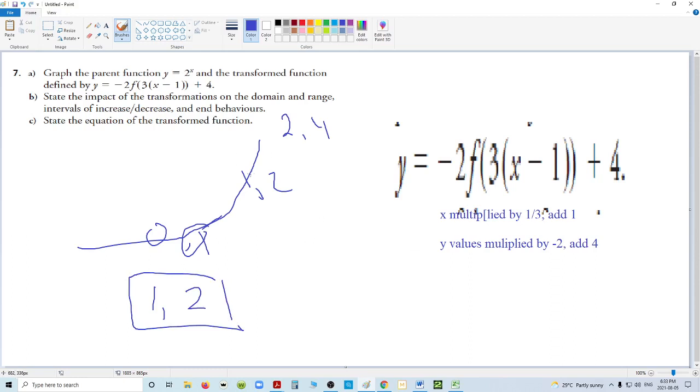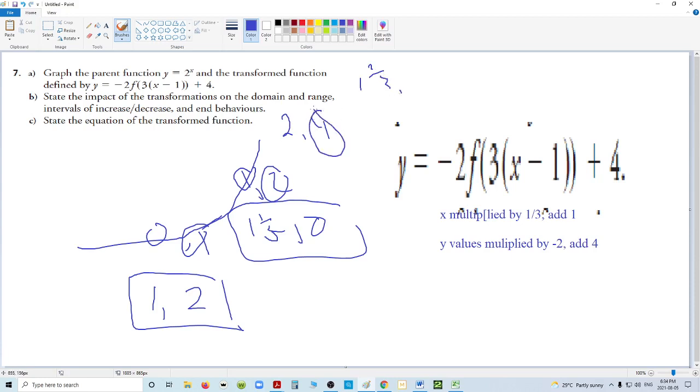Then for this one, when I multiply by a third, I get a third, and I add 1. I get 1 1/3. And when I take 2 and I multiply by -2, I get -4. And then when I add 4, I get 0. So 1 1/3, 0 is my new point. And then this one, I multiply it by a third, I get 2/3. And when I add 1, I get 1 2/3. And when 4 I multiply by -2, I get -8. And then I add 4, I get -4. So this is my new point.